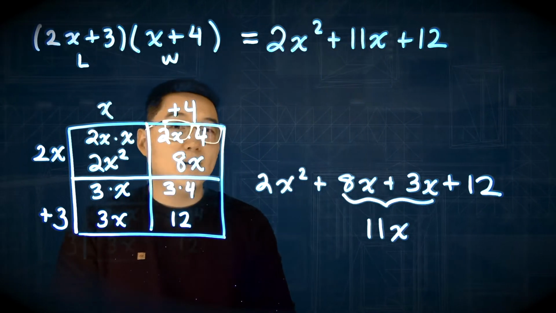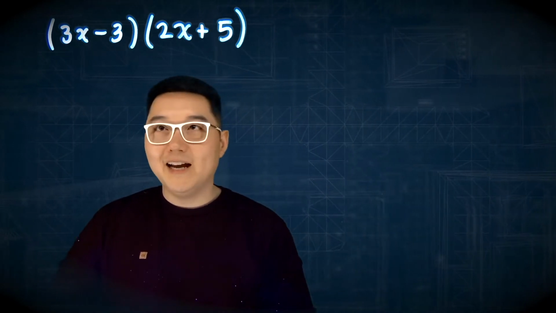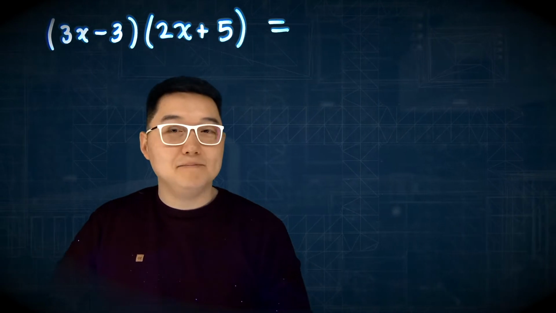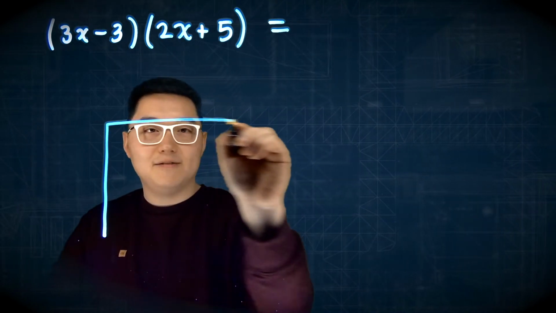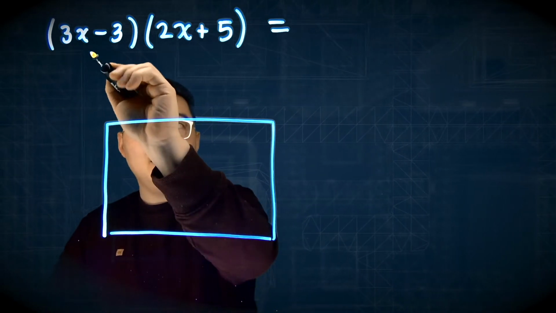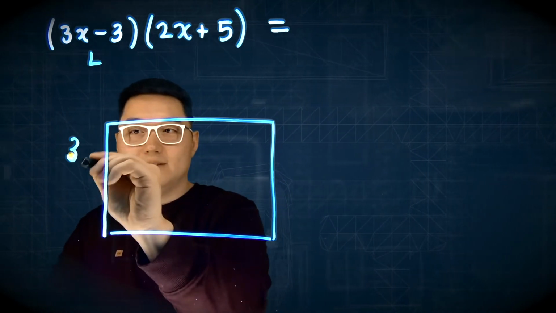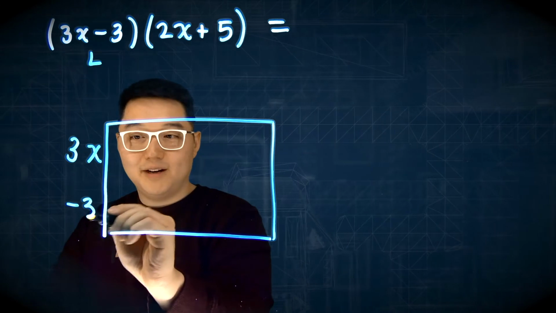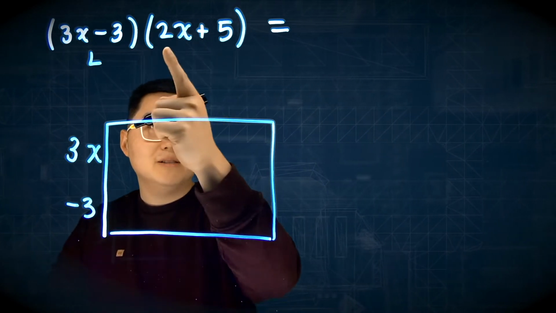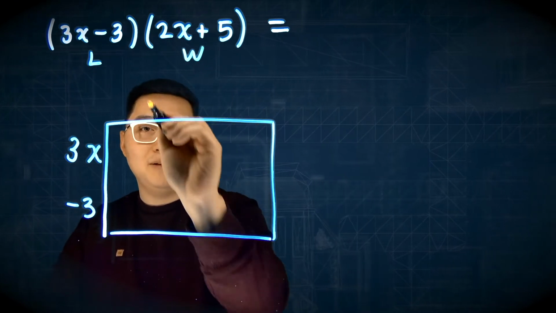Now let's try some harder examples. Here's an example of multiplying two polynomials. Again, we have the area written as a product, and we want to find the area written as a sum. So let's go ahead and draw a generic rectangle again. We have a length of 3x minus 3. Don't forget the minus sign because it's minus 3 this time. Now we also have the width of 2x plus 5.